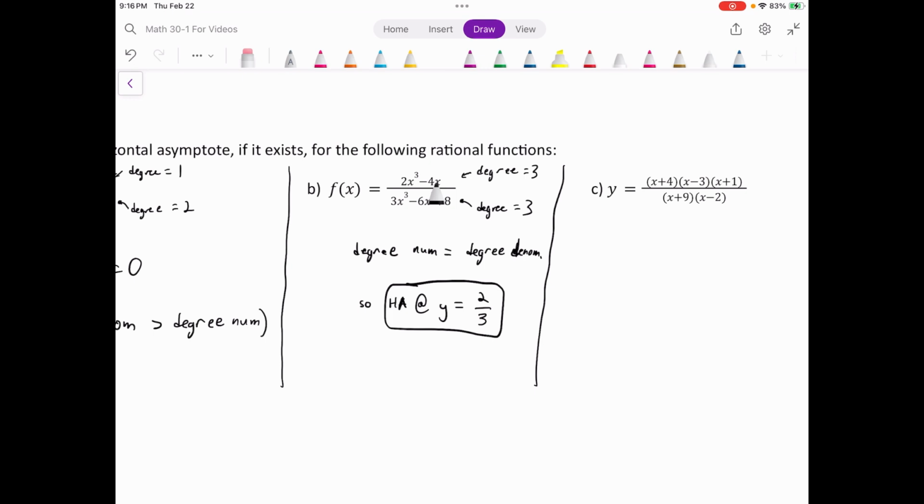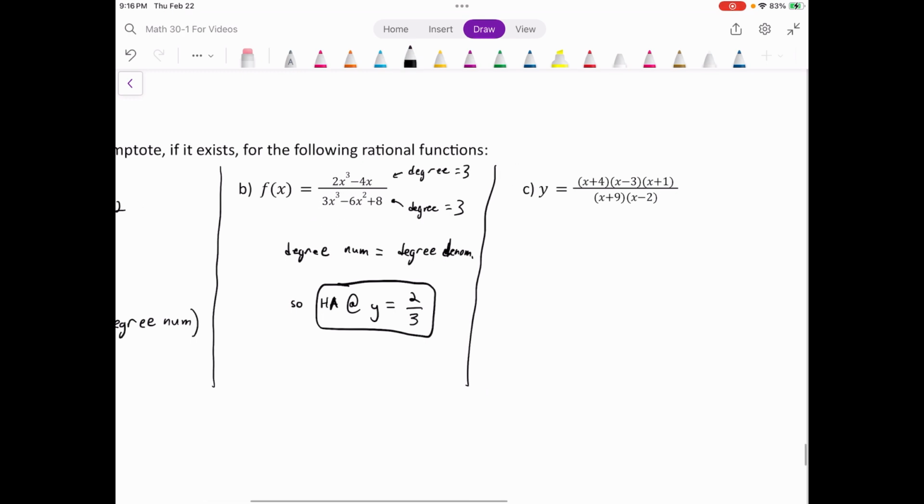Because yes, that negative 4x and that negative 6x squared plus 8, they do matter. It's not like it's going to be perfectly equal to 2 over 3, but because these are so much larger than those, when x gets much bigger, it gets closer and closer and closer to just being the ratio of 2 over 3, because this is going to be most of the numerator and this will be most of the denominator for very large values of x.